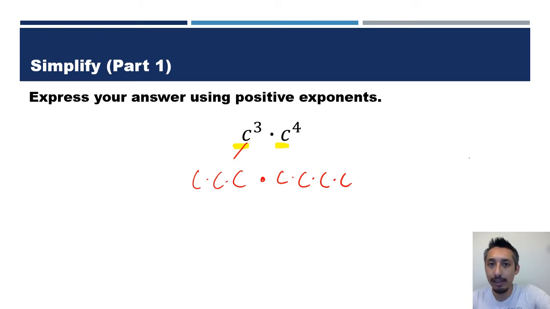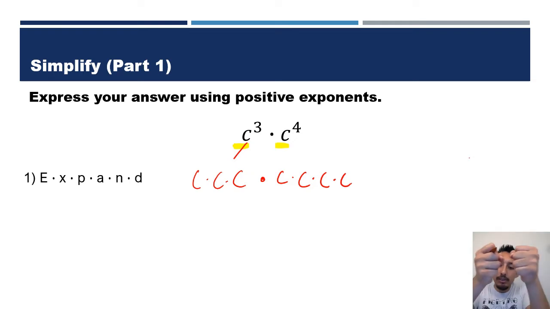What we just did has a name. In math, we call this expanding. When you expand something, if you think about the word, expanding means to pull out, to stretch, or to make longer. And that's exactly what we just did to this problem. And now that we expanded, we could do the next part, which is to simplify.